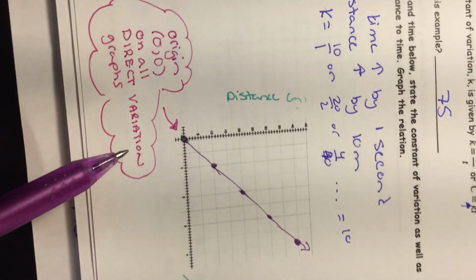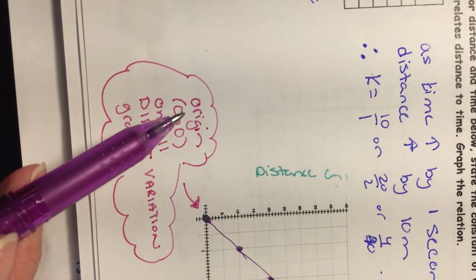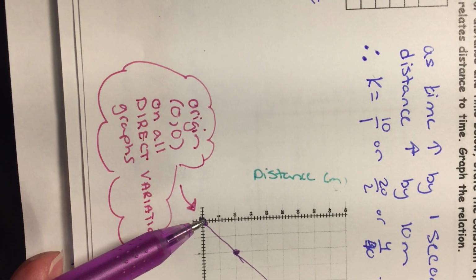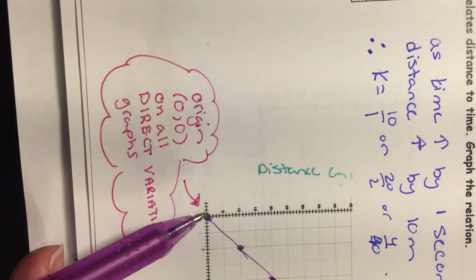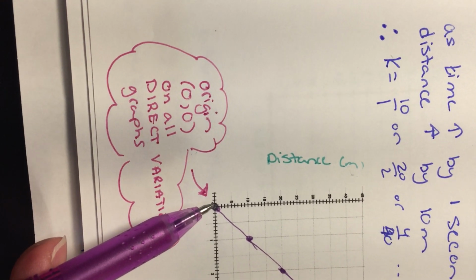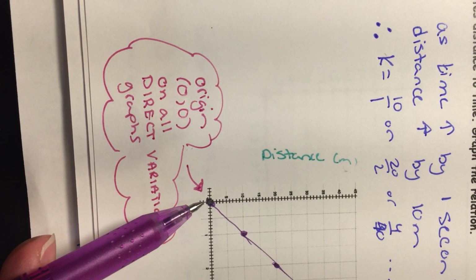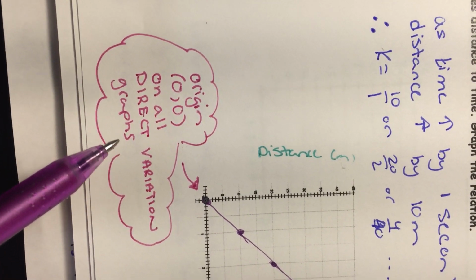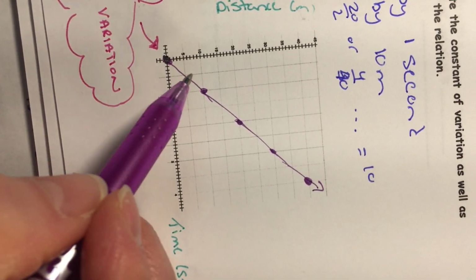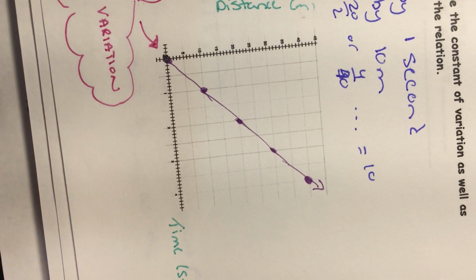Okay, the key thing here to notice is that the origin, which is the point (0, 0), will be on every graph of everything that has direct variation. Every direct variation graph will pass through the origin, and it's going to be a straight line.